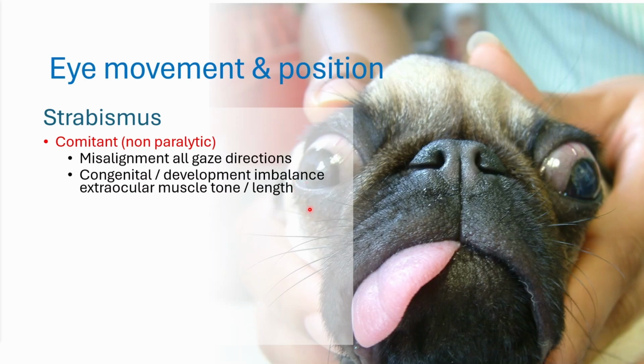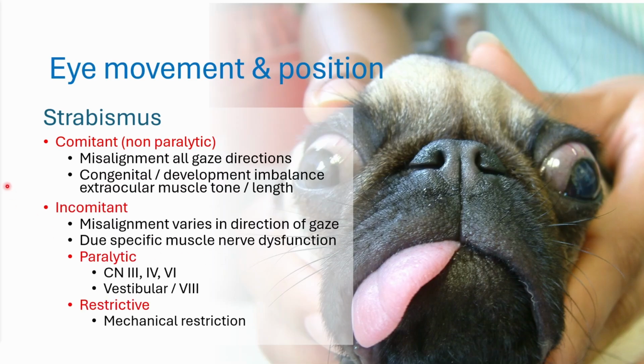It may be more abnormal in certain gazes, becoming more apparent when they're gazing to the side. This is usually a congenital problem, and it's a developmental imbalance between the extraocular muscle tone and length. It's never really been understood in the brachycephalic dogs. I've never seen a good explanation for it, but I've always presumed that their extraocular muscles have just not developed normally because of the shallowness of the orbit and the protuberance of their eyes.